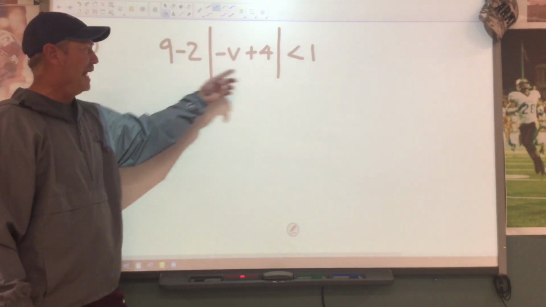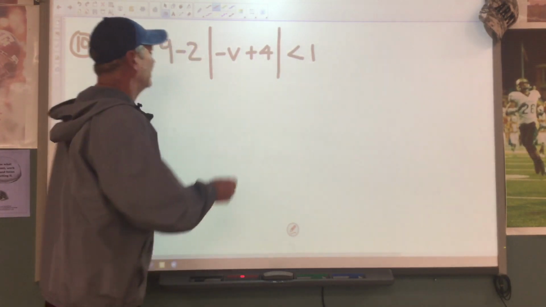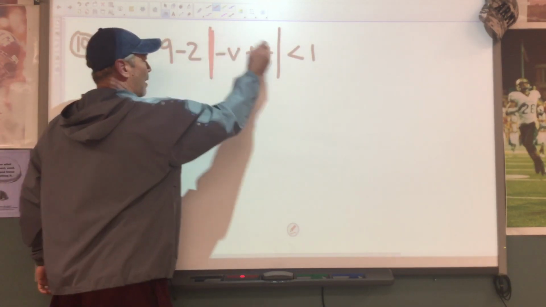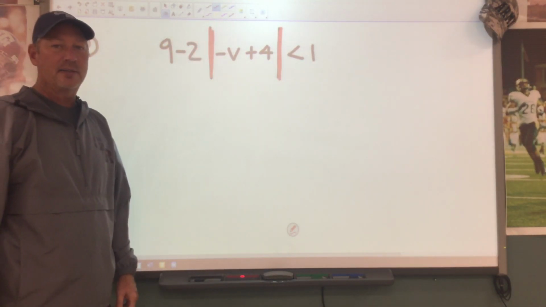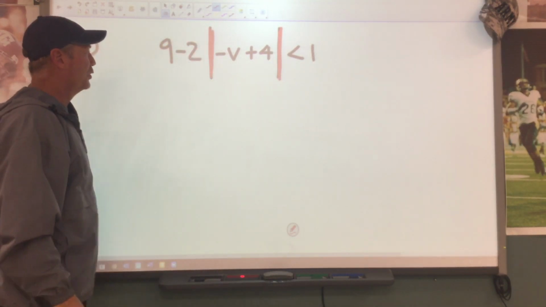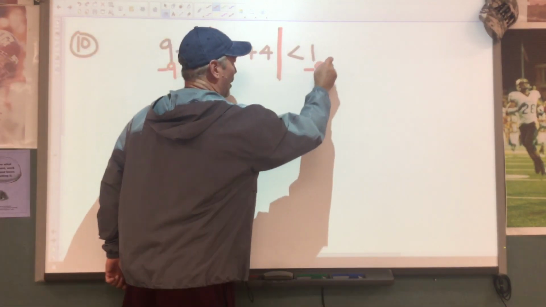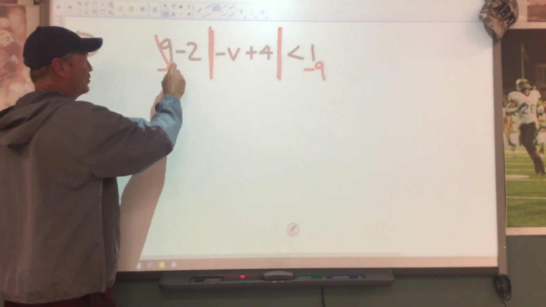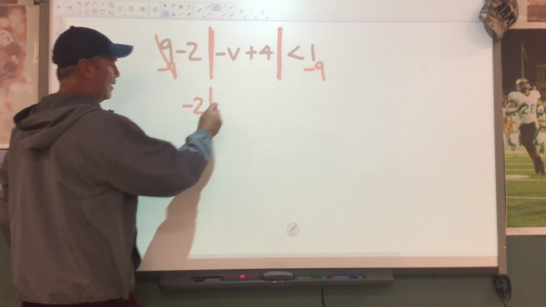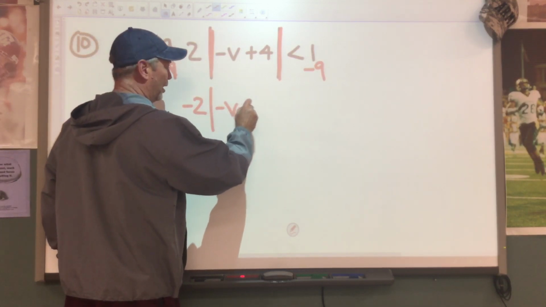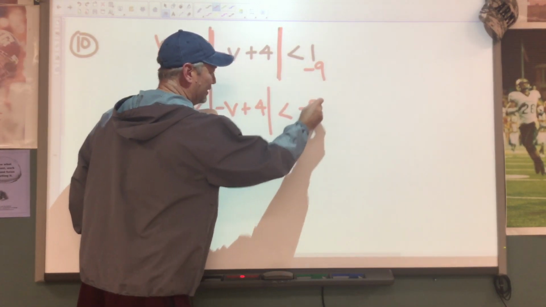All right, so we're going to solve an absolute value inequality. Similar to the equation, I still need to get my absolute value by itself. So what are we going to do? We're going to move the 9. We're going to say minus 9, minus 9. This will cancel. I've got negative 2 times the absolute value of negative b plus 4 is less than negative 8.